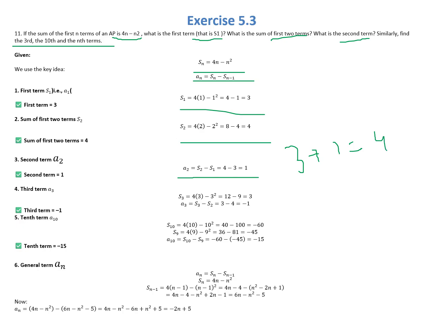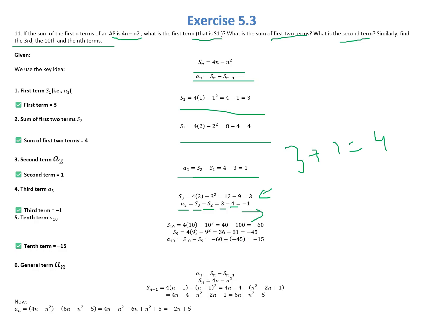Likewise, we can find the value of S3, which is the sum of first three terms, by putting the value 3 here. So 4 times 3 is 12 minus 3 square, 9. So 12 minus 9 will give us the value of 3. So we have the sum of first three terms is equal to 3. And then we can find the value of A3. A3 is nothing but S3 minus S2. S3 is equal to 3. S2 is equal to 4. We'll get the value of A3 is equal to minus 1.